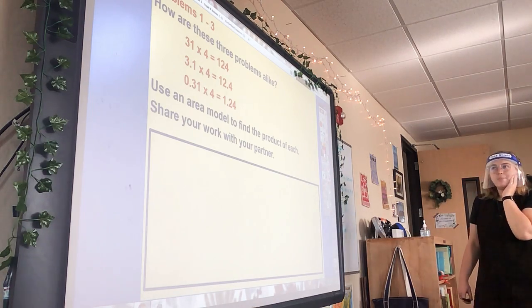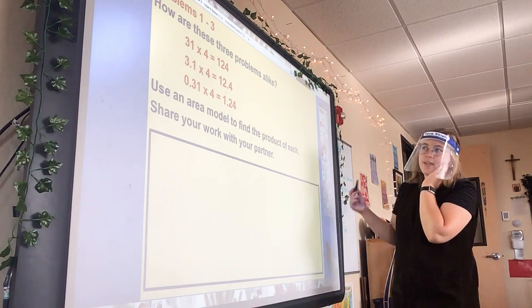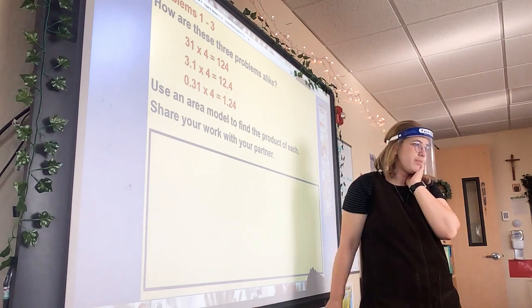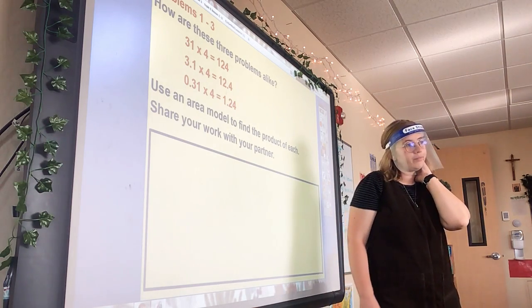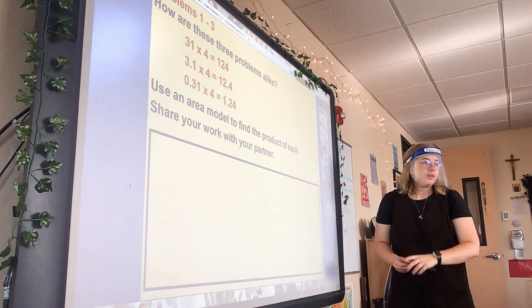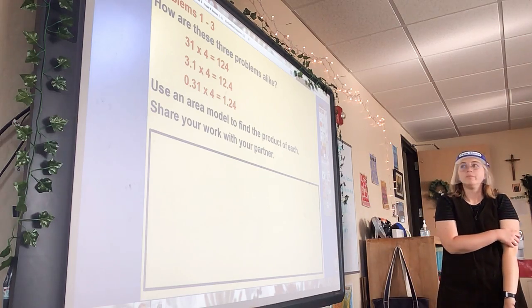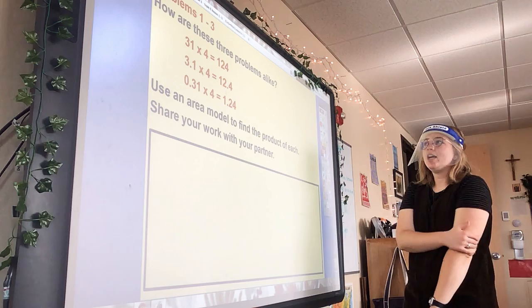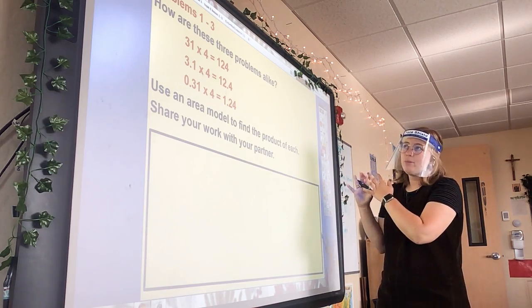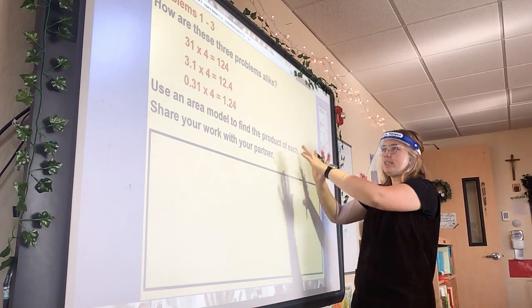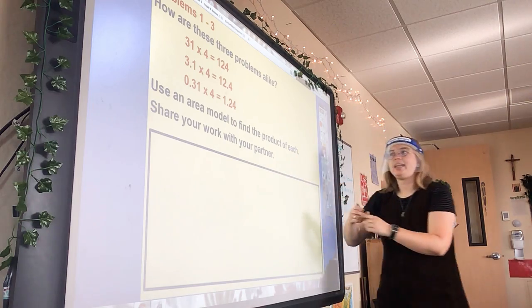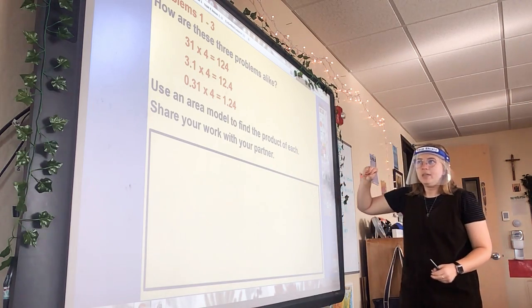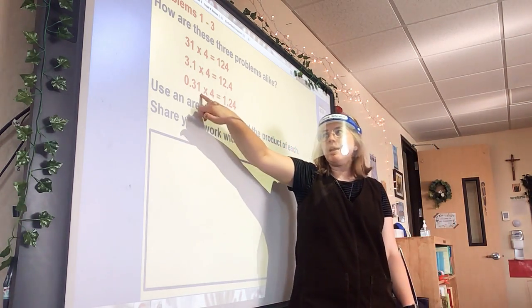Wiggly Wolves, can someone from your group tell me one thing you talked about? We said that the units move to the right, but the digits stay the same. Good. So when we're multiplying, technically, kind of, they move. Anytime we multiply, they move to the left. But you're right in saying that they get smaller, right, when we're multiplying by a smaller number.